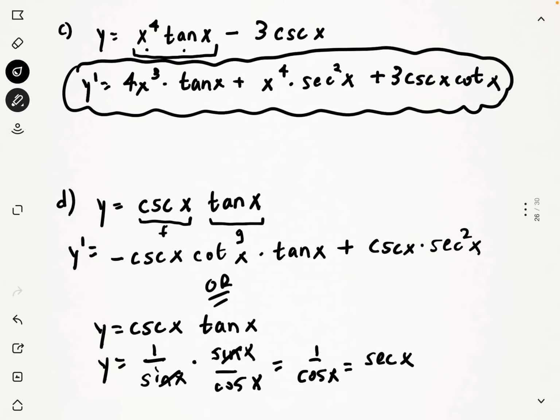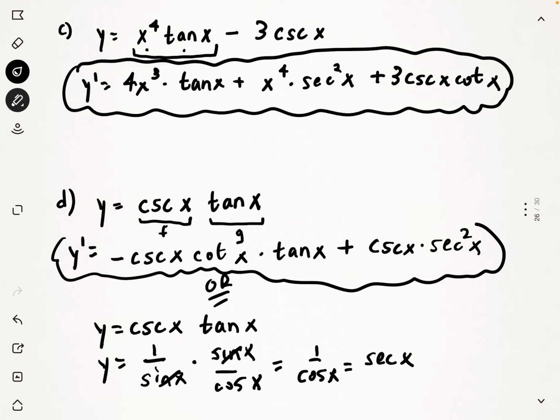So there's lots of different ways of doing these. And if you're not too familiar with trig identities, then I would just go to this first one right here and use the product rule.